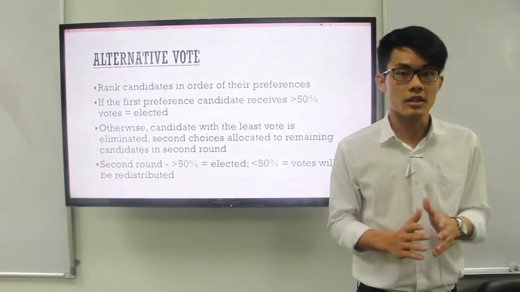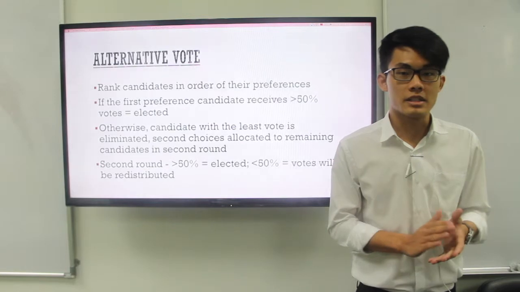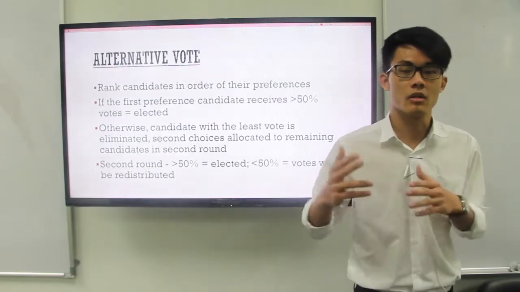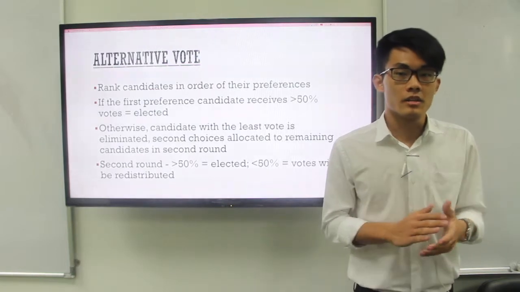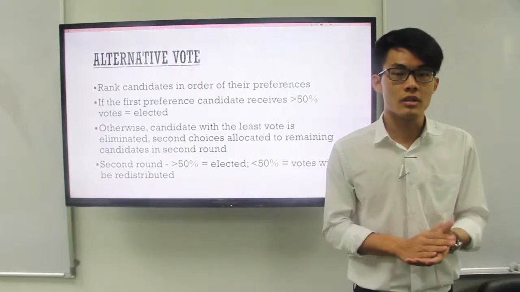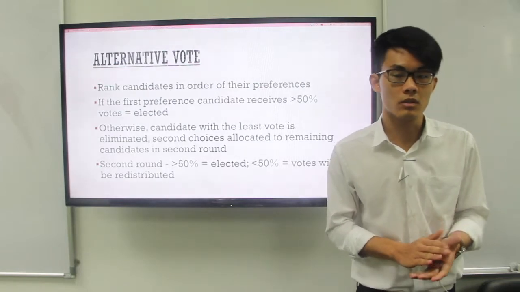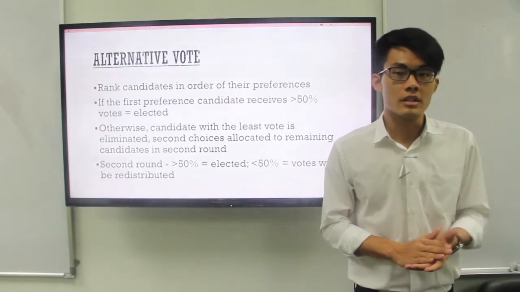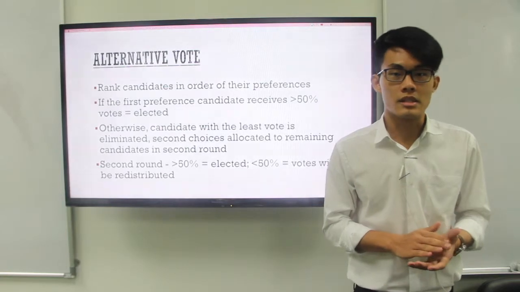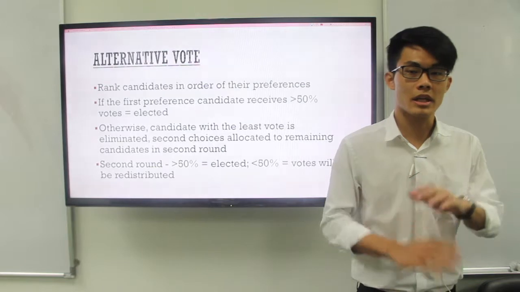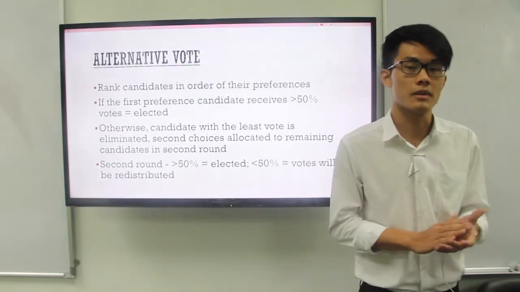So how this electoral system works is that, firstly, the system requires voters to rank the candidates in order of their preferences. Then the first preference votes are counted, and any candidate who receives more than 50% is elected automatically. Otherwise, the candidate with the least votes is eliminated, and their second choices are then allocated to the remaining candidates in a second round of counting.